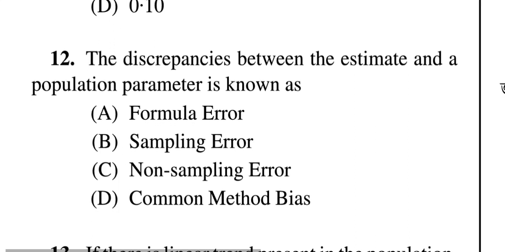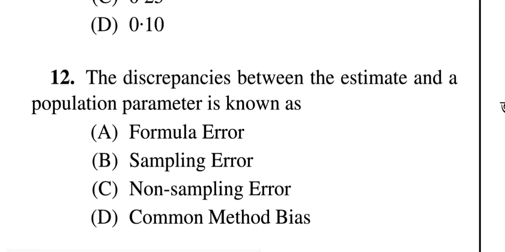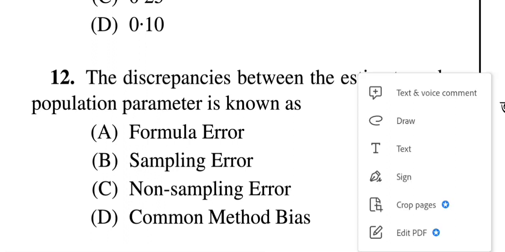Number 12, it says the discrepancies between the estimate and a population parameter is known as what? The discrepancies between the estimate and a population parameter is known as formula error, sampling error, non-sampling error, common method bias. Correct answer is B, sampling error.